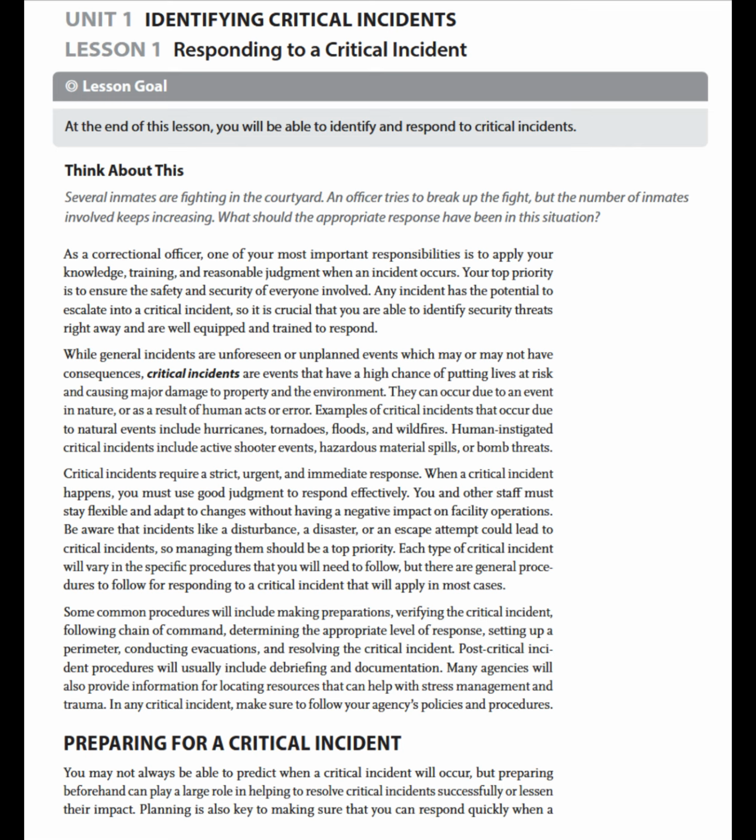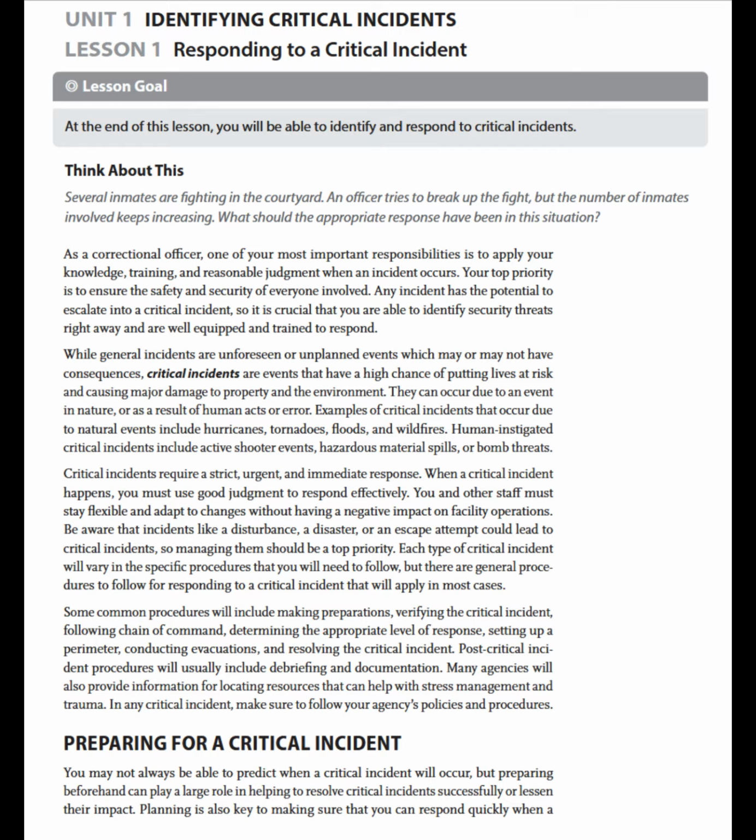Think about this. Several inmates are fighting in the courtyard. An officer tries to break up the fight, but the number of inmates involved keeps increasing. What should the appropriate response have been in this situation?